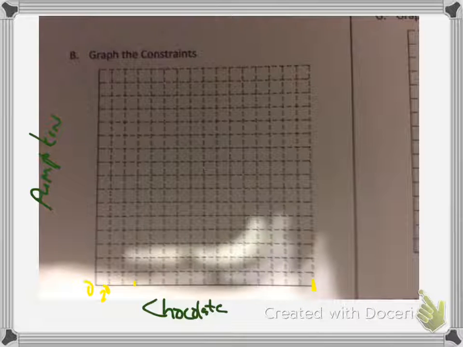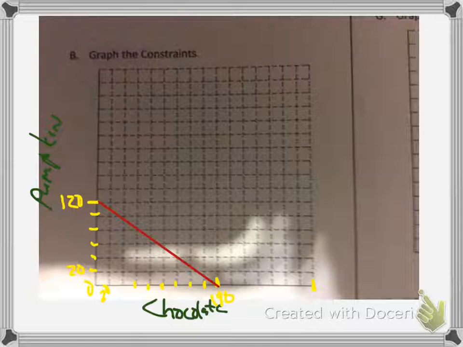So 20, 40, 60, 80, 100, 120, 140, 160, 180. There is my 180. 20, 40, 60, 80, 100, 120. There's my 120. So I would connect those 2 points. Hopefully I drew a good line, and then go from there.